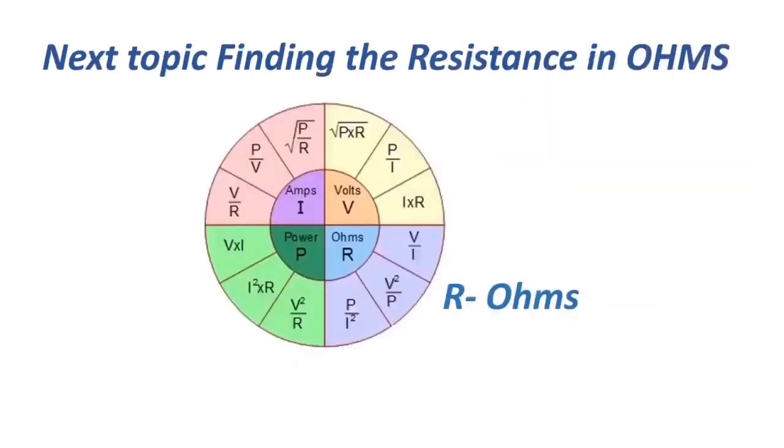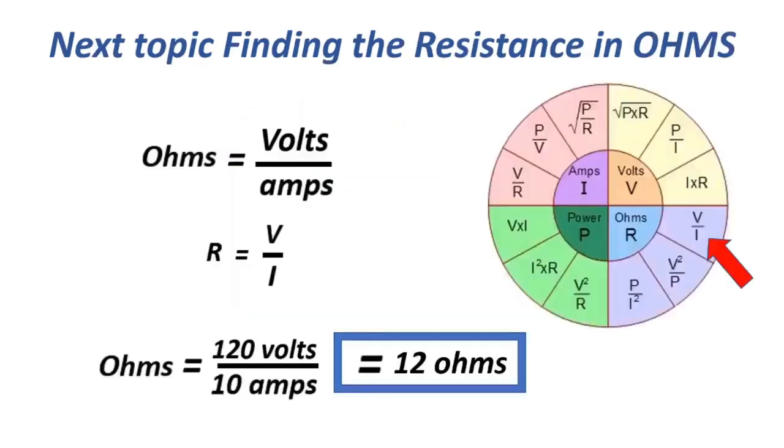The next topic is finding the resistance in ohms. Ohms equals volts over amps, or R equals V over I, equals 120 volts over 10 amps equals 12 ohms.